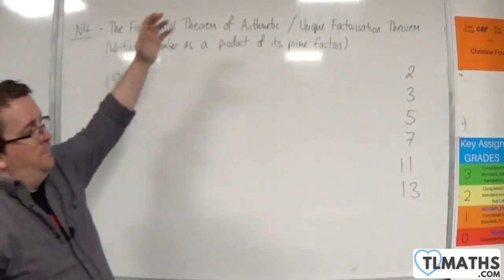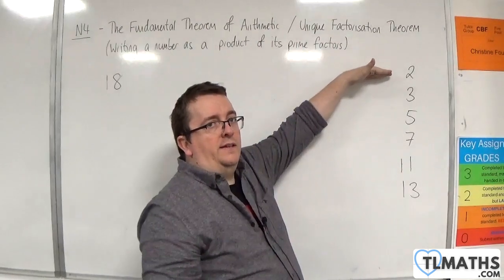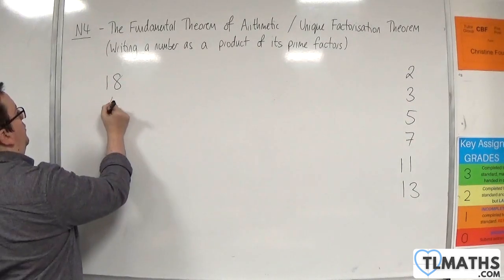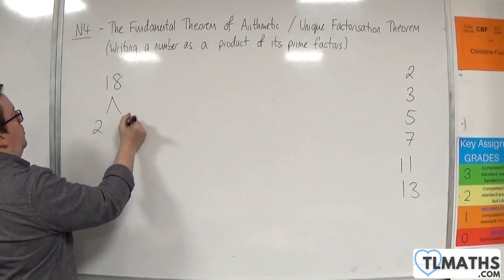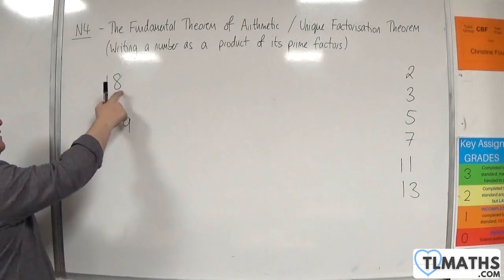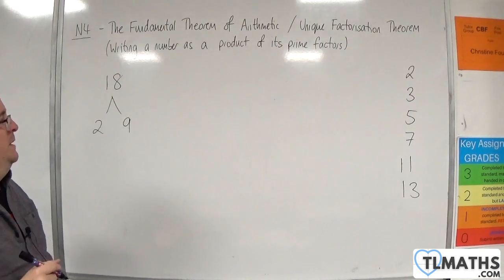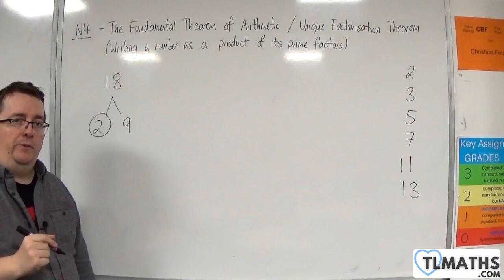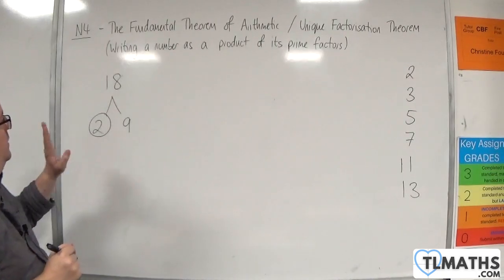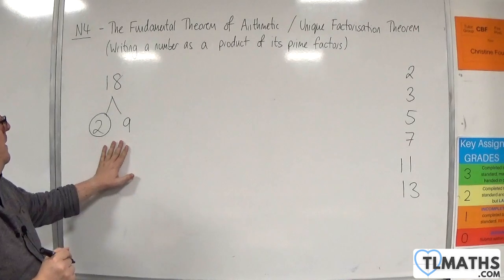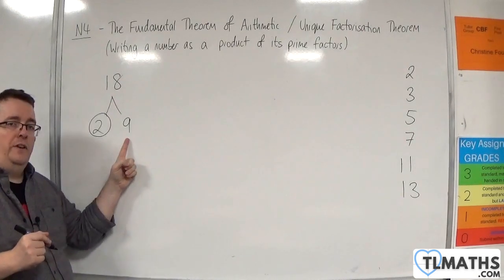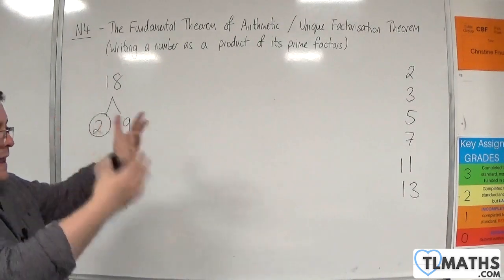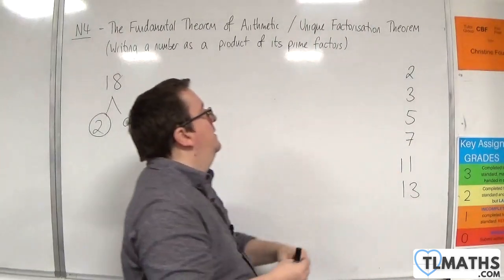So 18. Can 2 go into 18? Yes. So 2 goes into 18 9 times. So underneath 18, I'm going to write 2 and 9. These are being multiplied together to make the number above. 2 is a prime number, and I am going to circle any prime numbers that come out from this. So this is what I currently have. Now, the number here that is uncircled, because 9 is not a prime number, I work my way through my list in the same way.